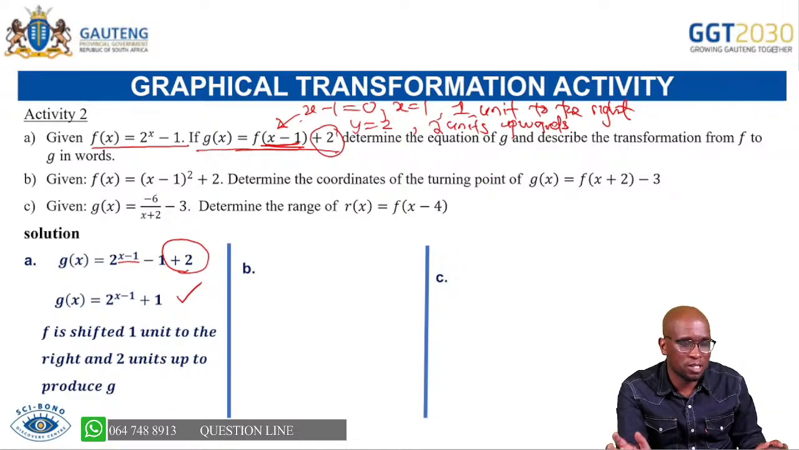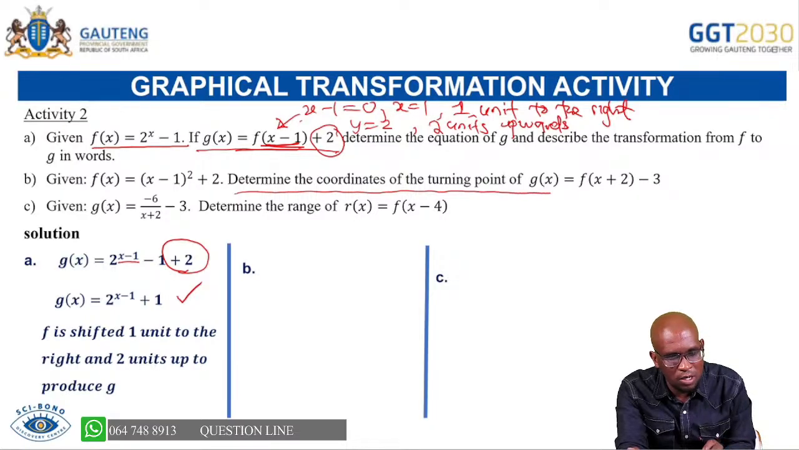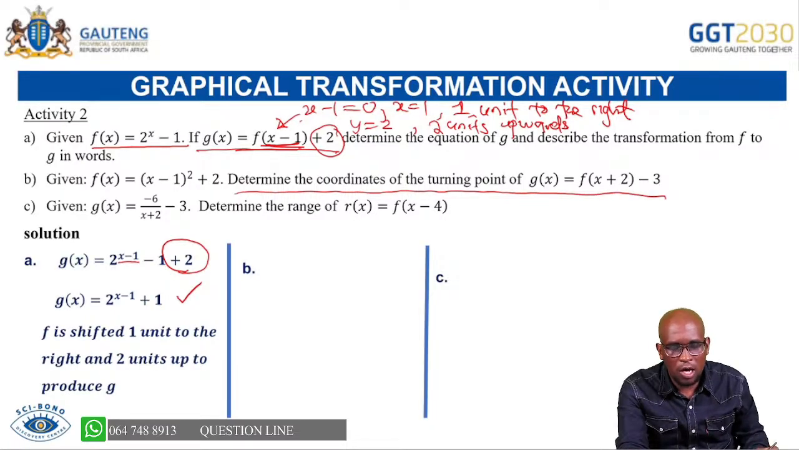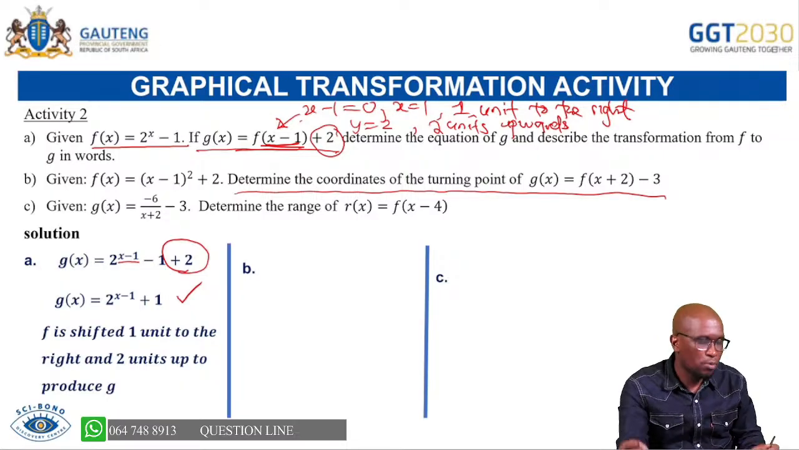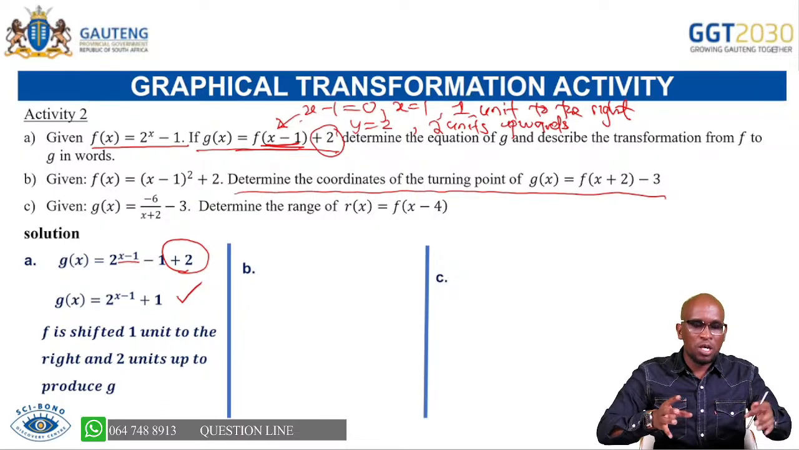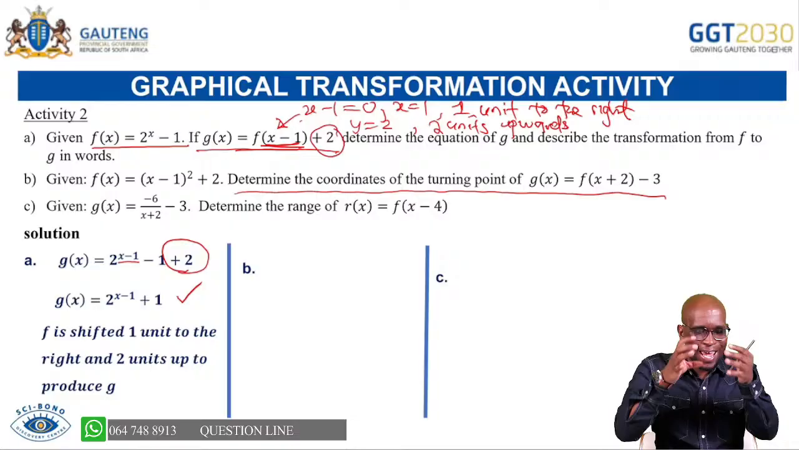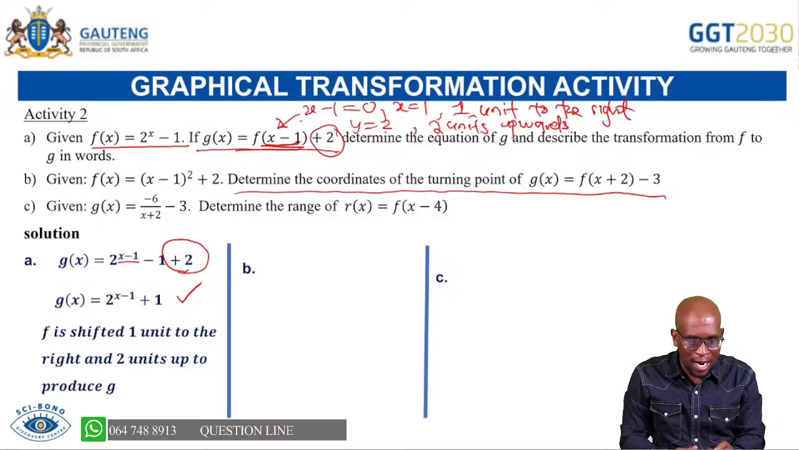Right, that is the first type of equation. The second one, determine the coordinates of the turning point of G of x if g of x is f of x plus 2 minus 3. So now you can use two methods here. The first method would be to write down the turning point of the original function f, and then you apply the transformation that you see here.